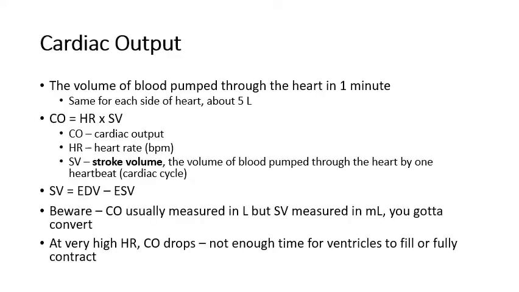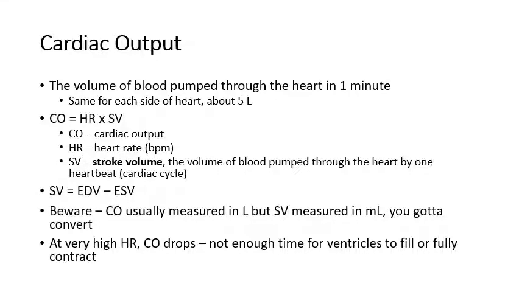So now we'll talk about cardiac output, which is how much blood the heart is pumping out, and we'll talk about how the body is controlling cardiac output. So cardiac output is defined as the volume of blood that's pumped through the heart within 1 minute. It should be the same on each side of the heart. It should be about 5 liters. It depends on your age, on your gender, and on your size. Basically, if you have more of you, then the heart needs to pump more blood to get to all of you.